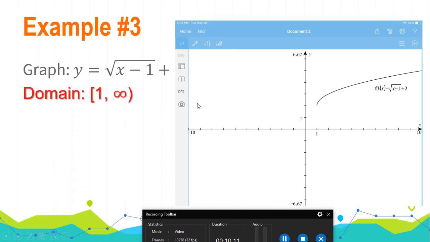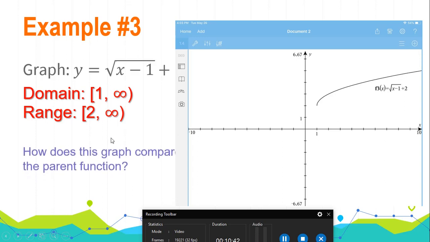So our domain, starting over here on the far left, we're traveling and we don't hit the graph until x equals 1. So again, we're starting with 1. We're using a bracket to include 1 as a solution, but we're approaching positive infinity. On the y-axis, as I travel up, I don't even hit the graph until I get to positive 2. So our range will start with positive 2 and include it. And again, it's still going to move up, so the graph is approaching positive infinity.